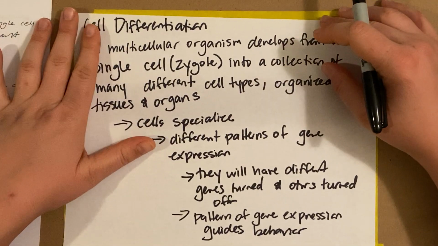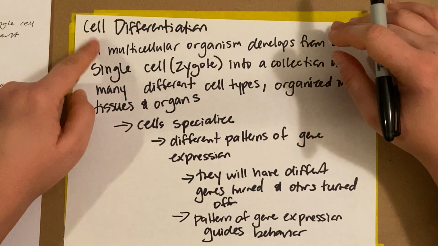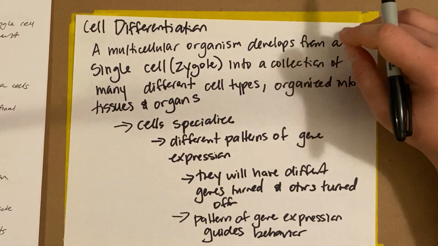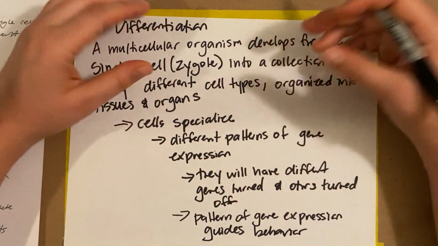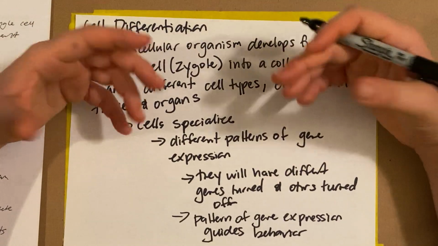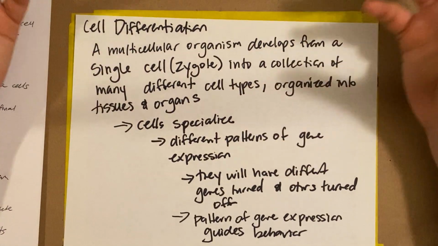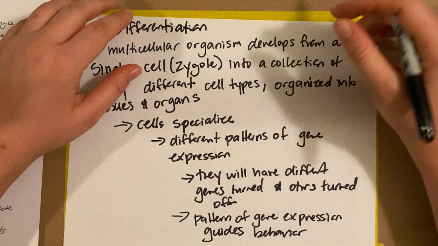Okay, so cell differentiation happens through these different patterns of gene expression. Okay, so cell differentiation is kind of cells taking on their final identities. So we start off as this one type of cell and can ultimately turn into all the different types of cells of our body.